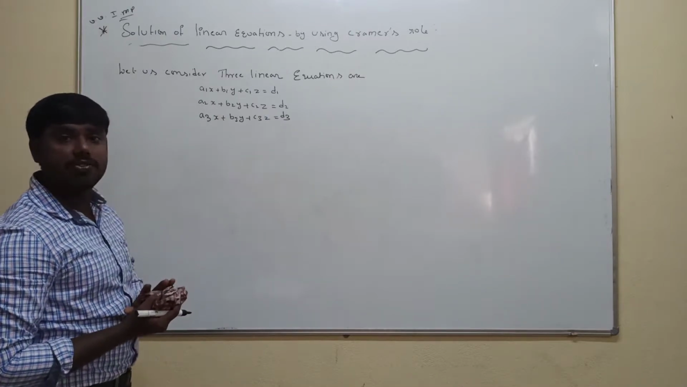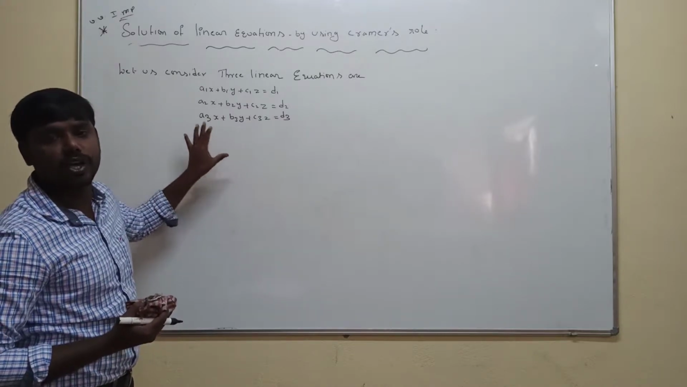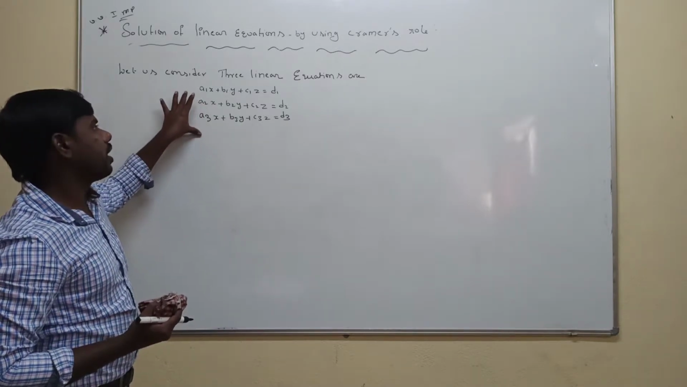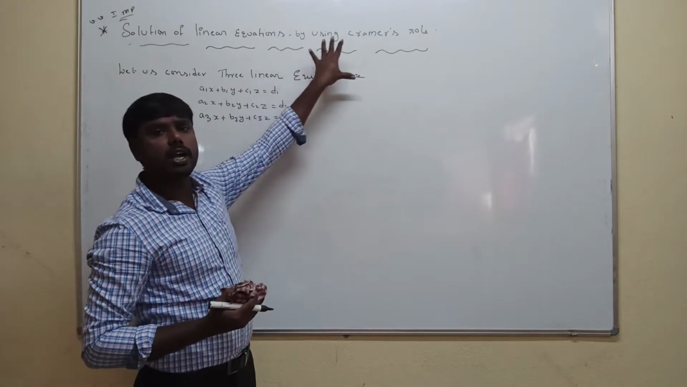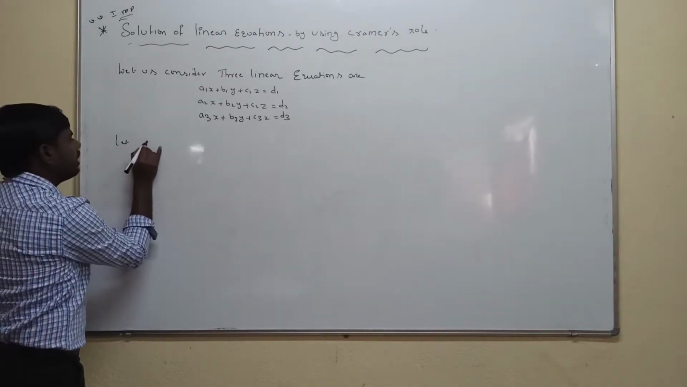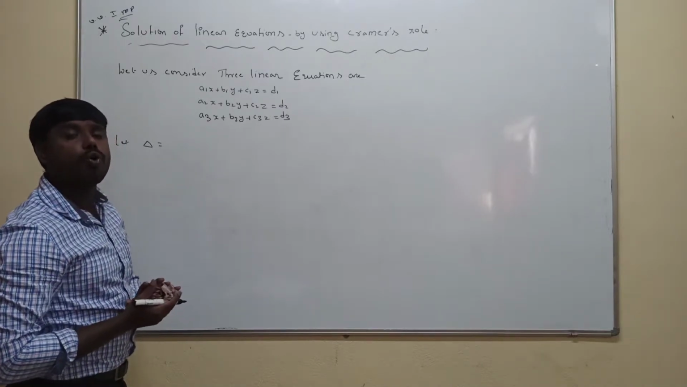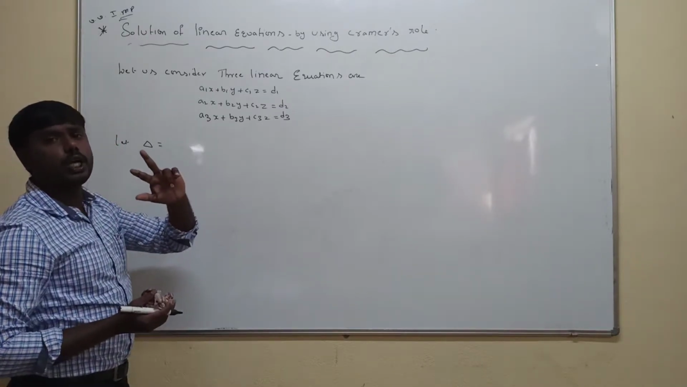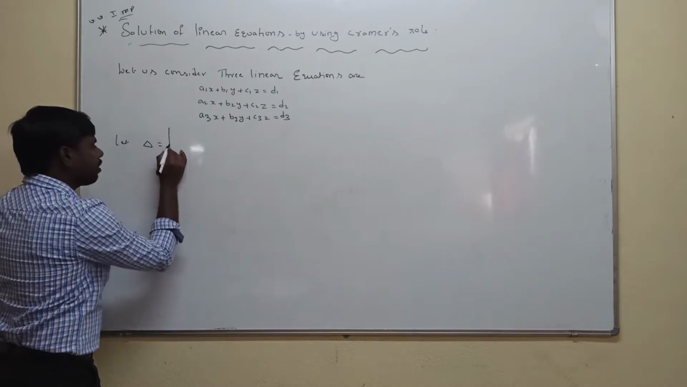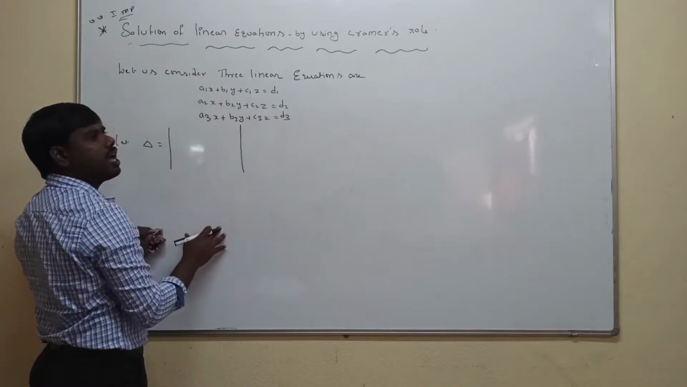Here there are three linear equations and three variables: x, y, z. Definitely we find the values of x, y, z. By using Cramer's rule on three linear equations, how do we find the x, y, z values? First, let us assume delta is equal to, as before, the determinant of the coefficients of x, y, because there were only two variables. But here there are three variables, so it is the determinant of the coefficients of x, y, z in the given equations.